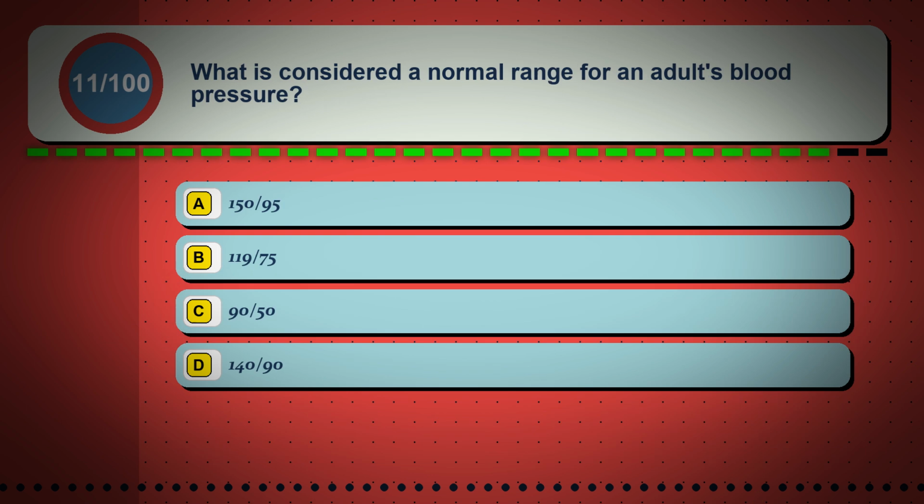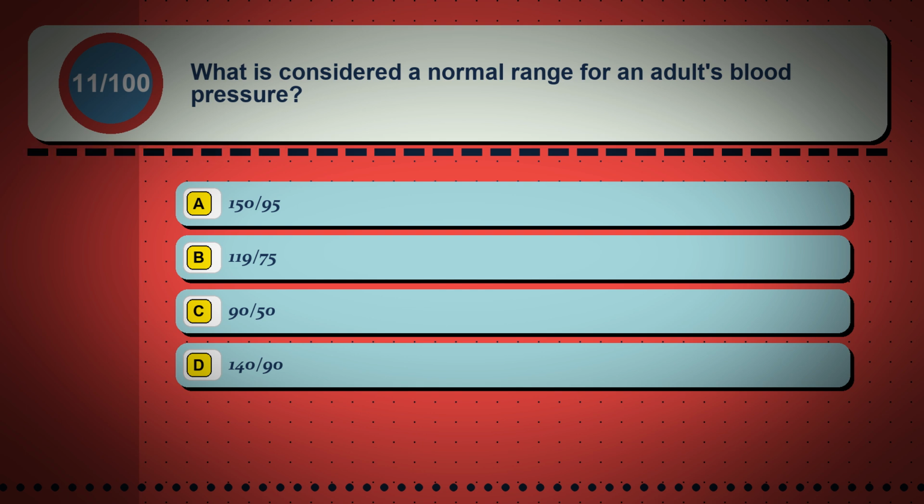Question 11. What is considered a normal range for an adult's blood pressure? Option A, 150/95. Option B, 119/75. Option C, 90/50. Option D, 140/90.